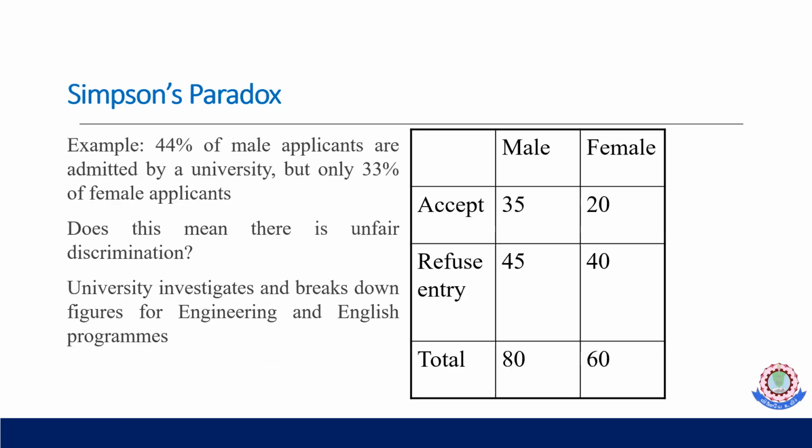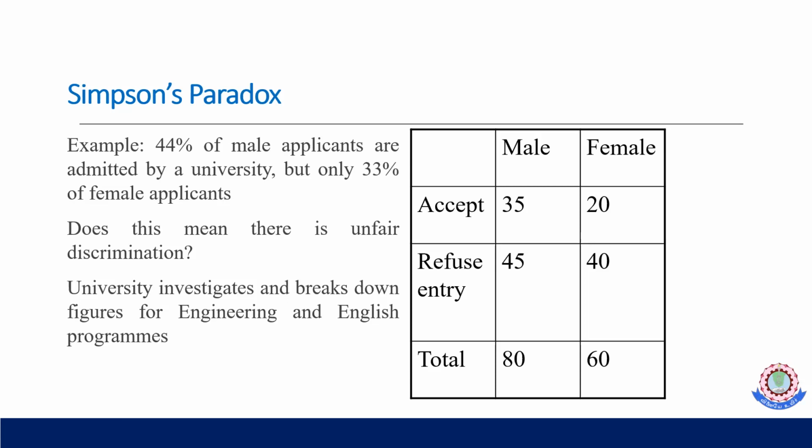The next one is Simpson's paradox. This is a technique related to MVA. Here we have an example with two column categories, male and female, and row attributes: accept, refuse entry, and total. Here 44% of male applicants and 33% of female applicants were accepted for the application. This sort of discrimination looks somewhat unfair.